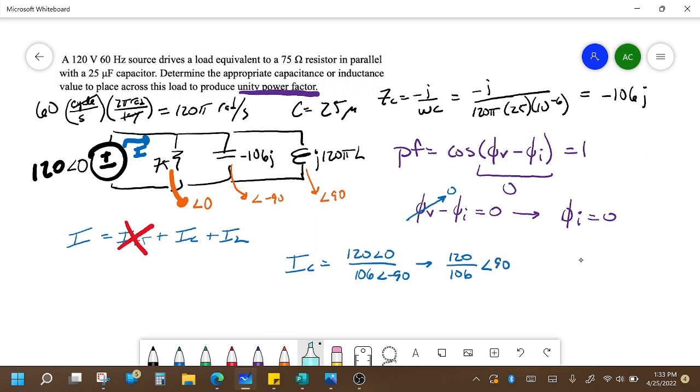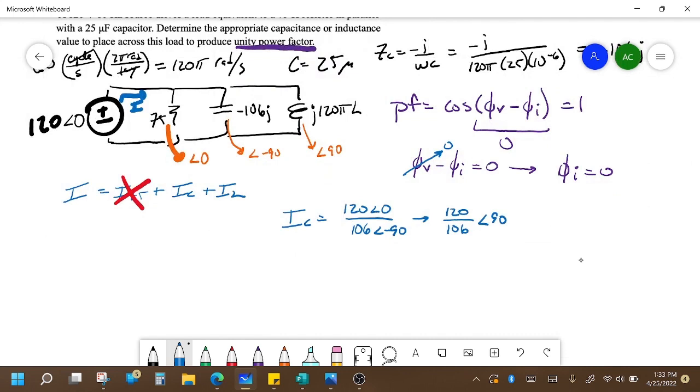So the current after it's passed through the capacitor has actually flipped. The current versus the voltage is shifted by 90. That's what I mean: angles are changed by the capacitor and inductor. So now I can see how the inductor will change the current. So IL will be 120 angle 0 over 120 pi L, can't forget my L, that's the variable I want, and the angle has to be 90, because j is just an angle of 90. And so from this, the 120s cancel. So I get 1 over pi L, and the angle will now be negative 90.